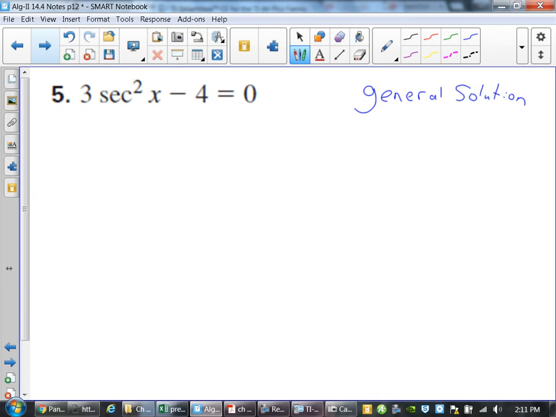Shimke, this 5 isn't 5.3 secant squared, just so you know. Okay, thank you.